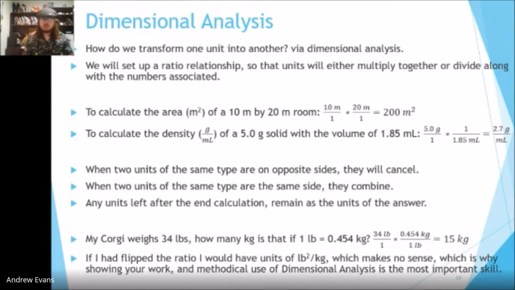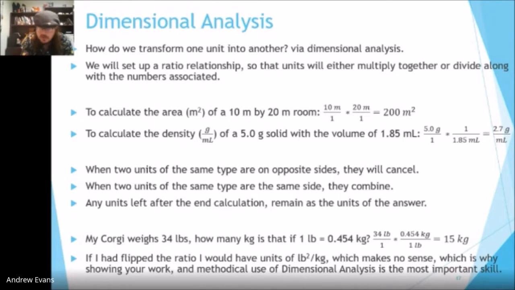We can do things just like that. Say my corgi weighs 34 pounds, how many kilograms would that be? I need the conversion of pounds to kilograms, but do I multiply by pounds or do I multiply by kilograms to get the final unit? Well, if I set this up, 34 pounds over 1, I multiply by 0.454 kilograms per 1 pound. I have pound on top and pound on the bottom, numerator and denominator. The pounds cancel out, and I'm left with only units of kilograms.